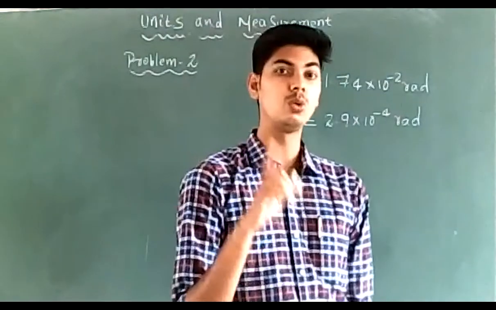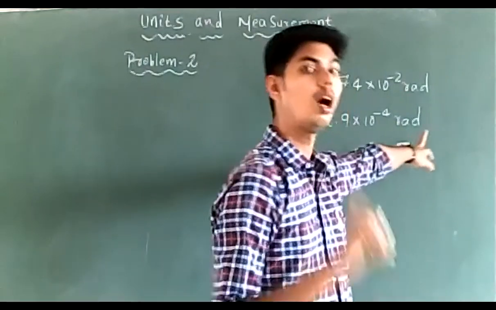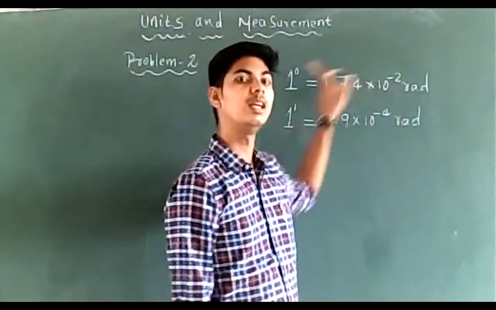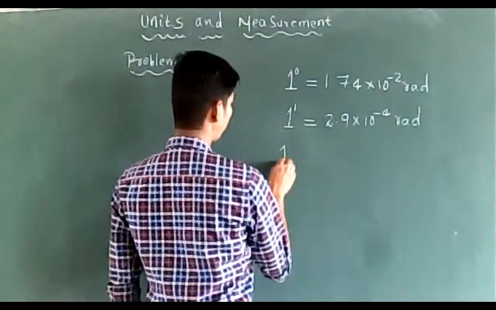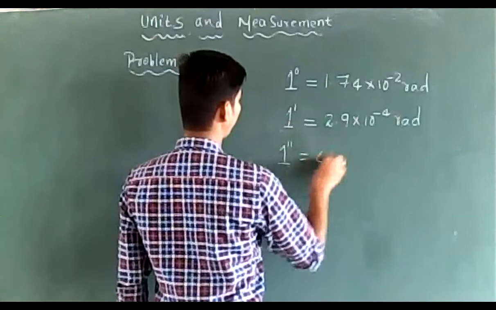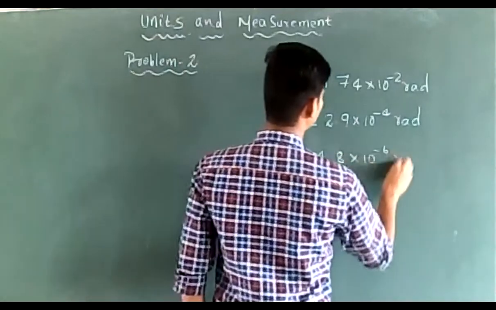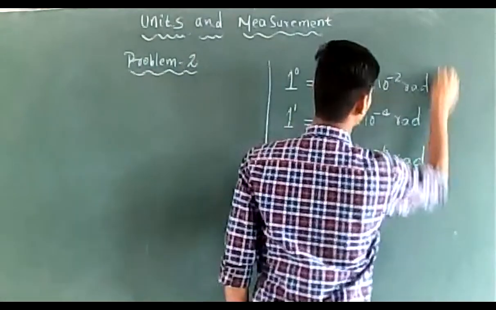I have told you, you must always express the angle in radian. Even if they give it in minutes, you must convert to radian; even if they give it in degrees, you must convert to radian. Also 1 second is equal to 4.8 into 10 to the power of minus 6 radians. You must remember these three values.